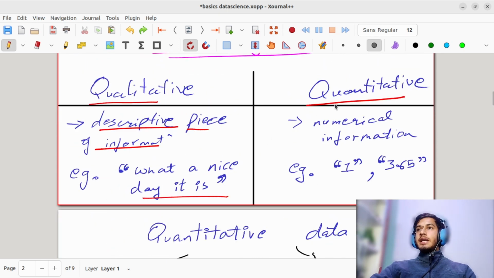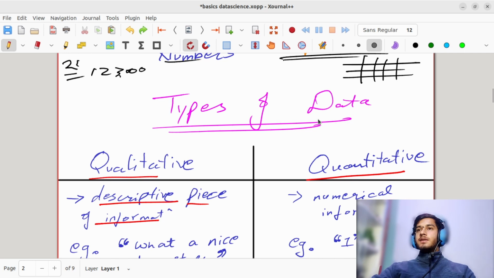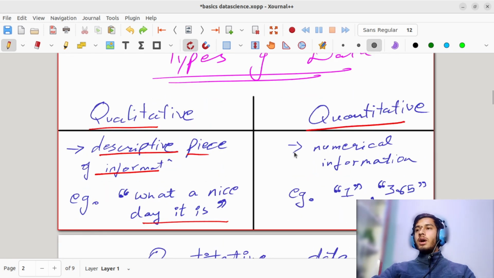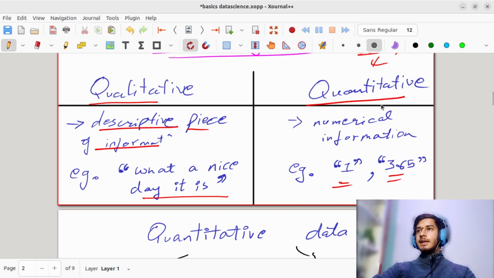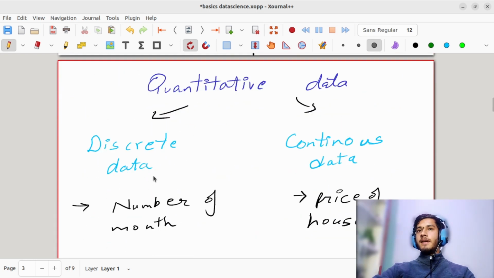So there are types of data, qualitative and quantitative. Now again, there are types of quantitative data, like the numerical data, here you have 1 and 3.65. Quantitative data may be the age of any person. Another example is the price of a house. This is quantitative data, right? Now again, there are types of quantitative data: one is discrete data and the other is continuous data, right?